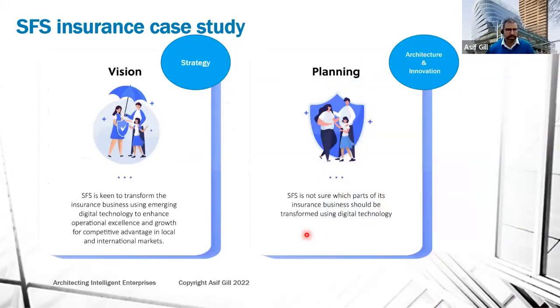So the purpose of the SFS insurance case study is that first of all it highlights their strategy or vision. They're very keen to transform their insurance business using emerging digital technology. And that's there for a certain purpose: to enhance operational excellence. That's one of their value propositions, or value outcomes. And there's growth for competitive advantage, meaning adding new products or services to their portfolio, both in local and international markets. So that's their vision, which is really formed based on their strategy.